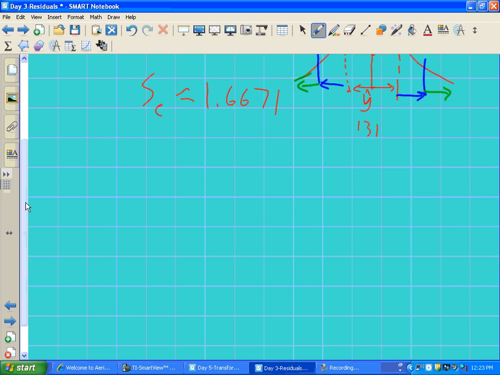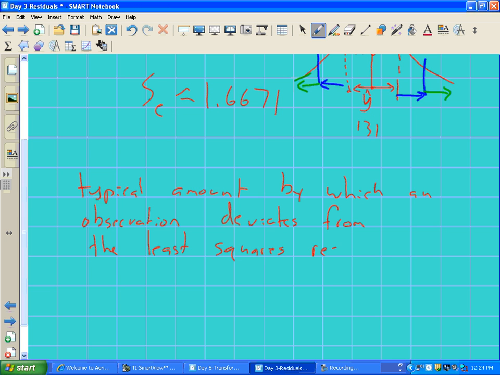The standard error is the typical amount by which an observation, and by observation, I'm really talking about the actual data piece there, deviates from the least squares regression line.